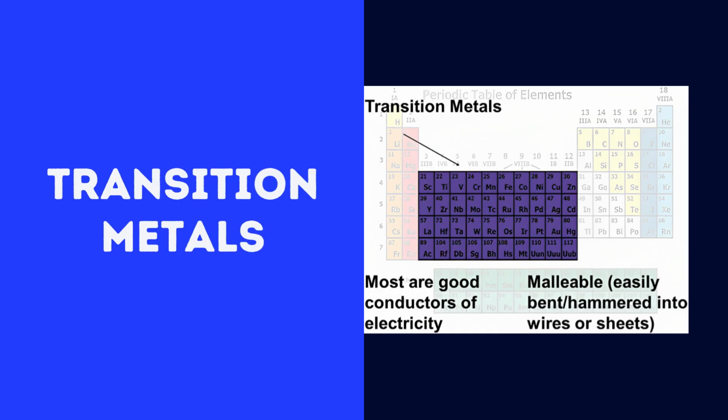Next up are transition metals. Transition metals are a group of elements that are characterized by having partially filled orbitals in their electron configuration. They are located in the center of the periodic table and include elements such as iron, copper, nickel, and zinc.